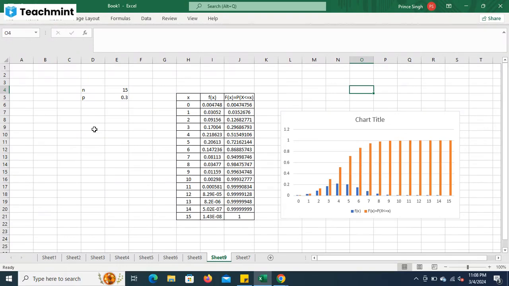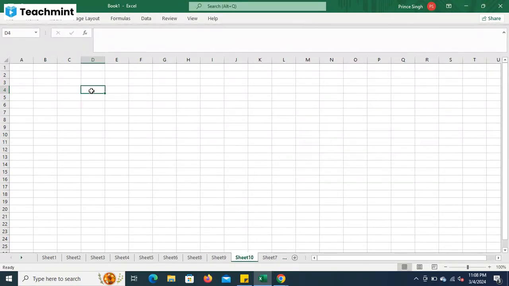Okay. Now the next one is, how can we solve the problem based on the negative binomial distribution and the geometric distribution? Again, I'm saying that we have repeated the experiment, say 15 times, and the probability of success is given as 0.3. But in case of negative binomial distribution, we require two more pieces of information.